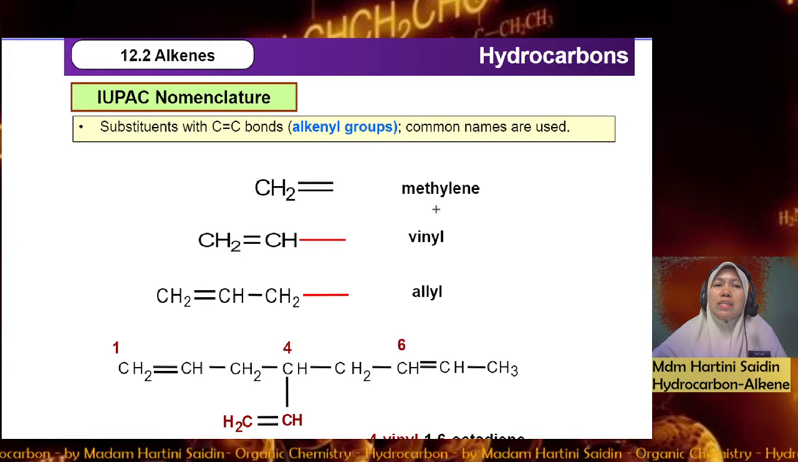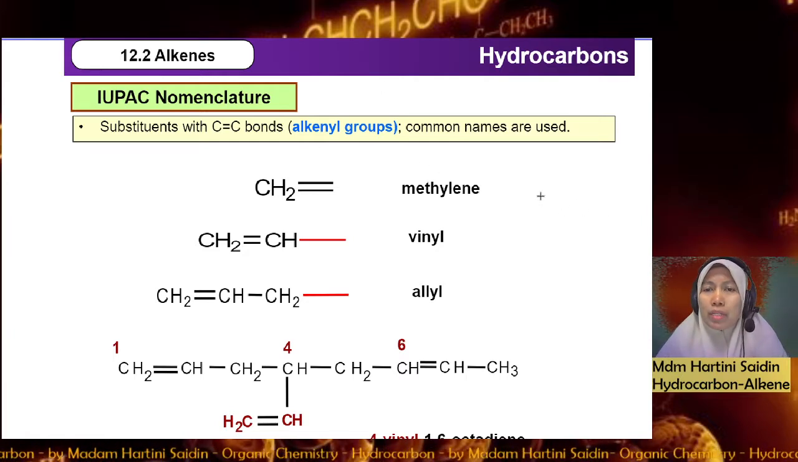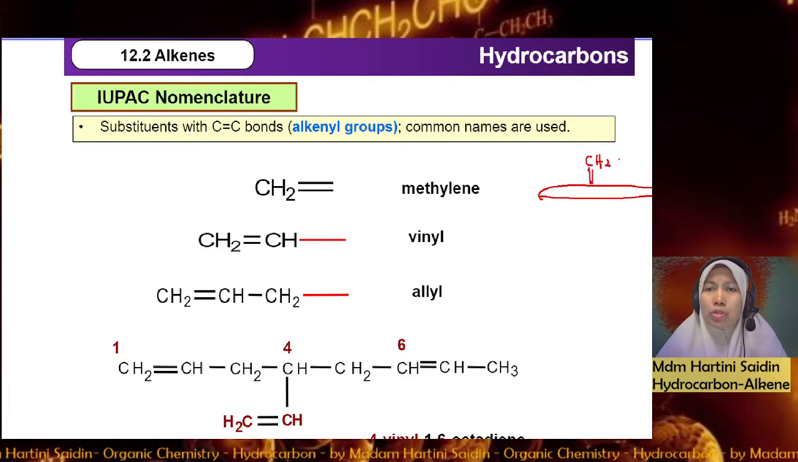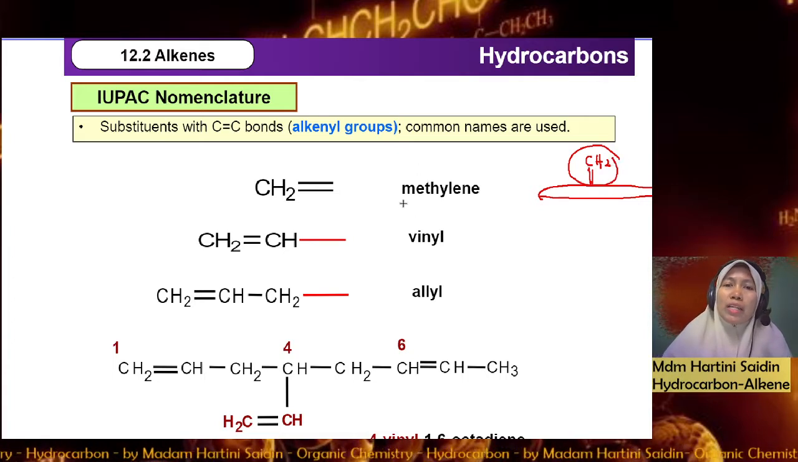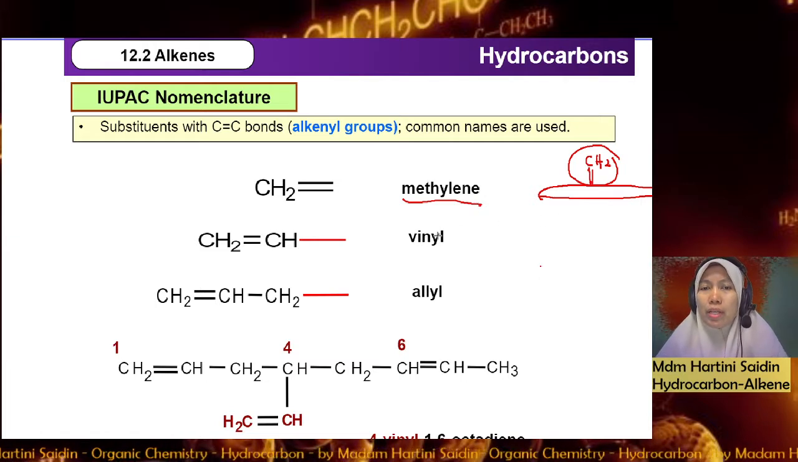Okay, next, the substituent with the carbon-carbon double bond, or we call alkenyl group, common name are used. Okay, example, okay, jika yang ni dia punya parent chain, kita kata dia punya parent chain, and then dia ada double bond, and then dia ada CH2. So yang ni nanti dia akan jadi substituent. So bila dia jadi substituent, namanya adalah methylene. Okay, methylene. Okay, here sample.